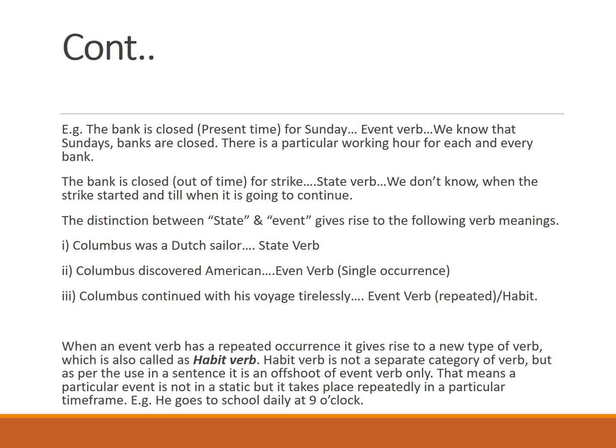When an event verb has repeated occurrence, it gives rise to a new type of verb which is also called a habit verb. Habit verb is not a separate category of verb but, as per the use in a sentence, it is an offshoot of event verb only. That means a particular event is not static but takes place repeatedly in a particular time frame.